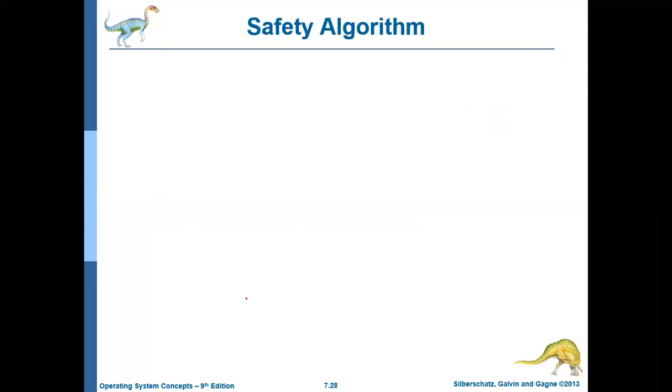Okay. So with this knowledge, let us try to understand the Banker's algorithm. Banker's algorithm is basically given by two algorithms. One is a safety algorithm and the other one is a resource request algorithm. So first let us discuss the safety algorithm.